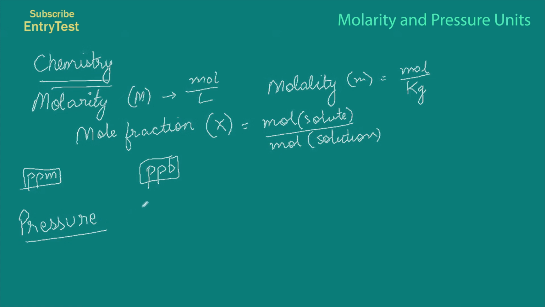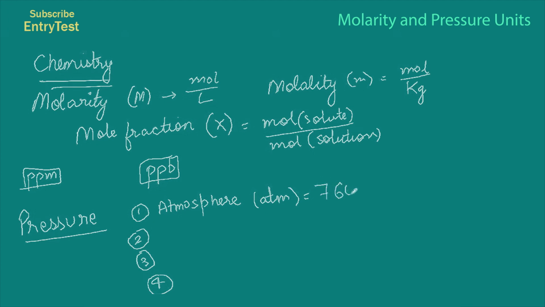Now, pressure is measured in 4 different units. But the first and the second one are the most important. The first one is atmosphere, which is represented by the 3 letters ATM. Now, atmosphere is equal to 760 units of another measure that we will do, which is torr.